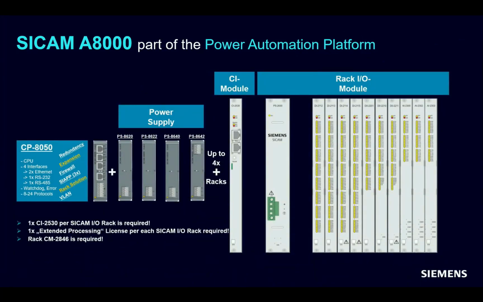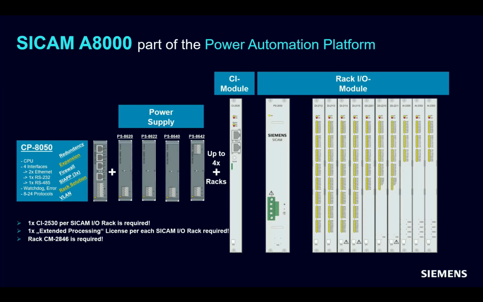For projects using our SICAM AK or SICAM AK3 19-inch based large RTUs that need to be migrated to the latest cybersecurity requirements, or for projects where a higher density of inputs and outputs per I/O module is needed, or where 19-inch technology is required, the rack solution provides a perfect solution. What is needed for this solution? Per SICAM AK3 rack, you need one extended processing license. We also call it a virtual CPU.